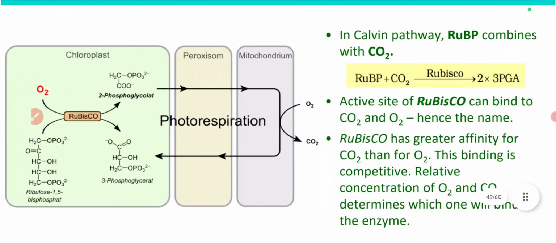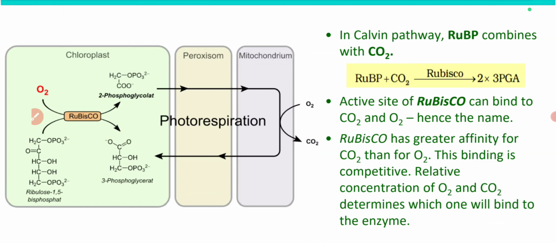Now, in the Calvin pathway, RuBP combines with CO2. RuBP plus CO2, in the presence of Rubisco, gives 2 molecules of 3-phosphoglyceric acid. The active site of Rubisco can bind to both CO2 and O2, hence the name. Rubisco has greater affinity for CO2 than for O2. This binding is competitive. The relative concentration of O2 and CO2 determines which one will bind to the enzyme.